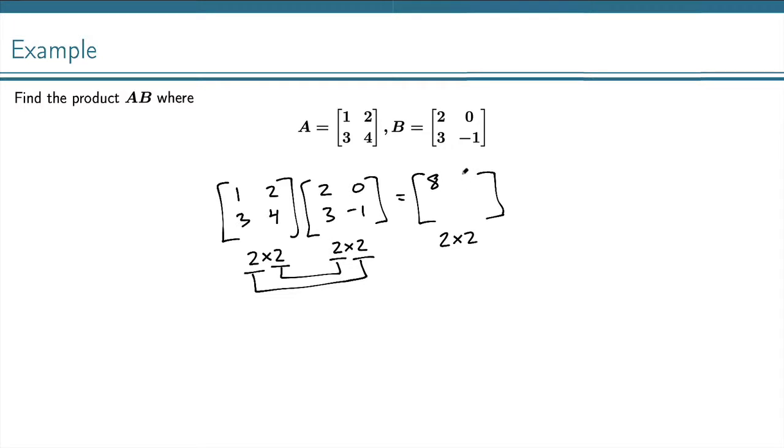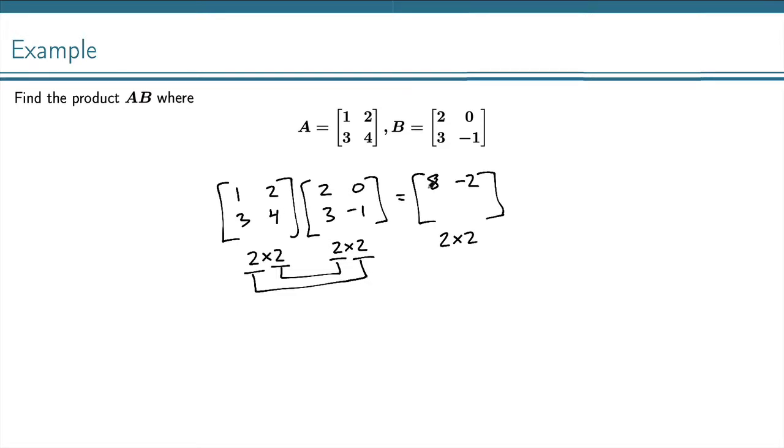Okay, and moving over, this spot right here is in the first row and second column of the result. So I use the first row and second column. 1 times 0 plus 2 times negative 1 is 0 plus negative 2, which is negative 2.